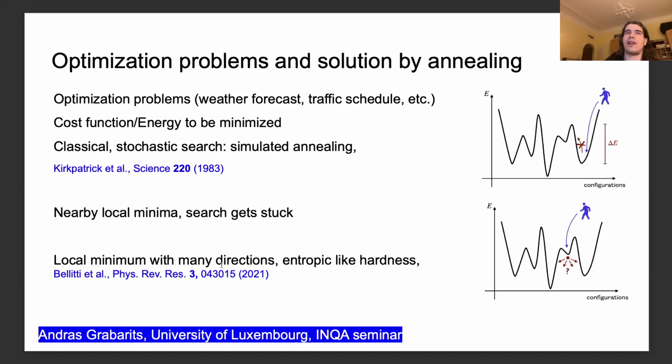Another important effect is an entropy-like hardness or barrier, which says that even if one can get out of the local minima, usually it's a very smooth manifold with large high dimensionality, implying an increasing, proliferating amount of ways where the next step can be done. And again, this slows down the protocol.